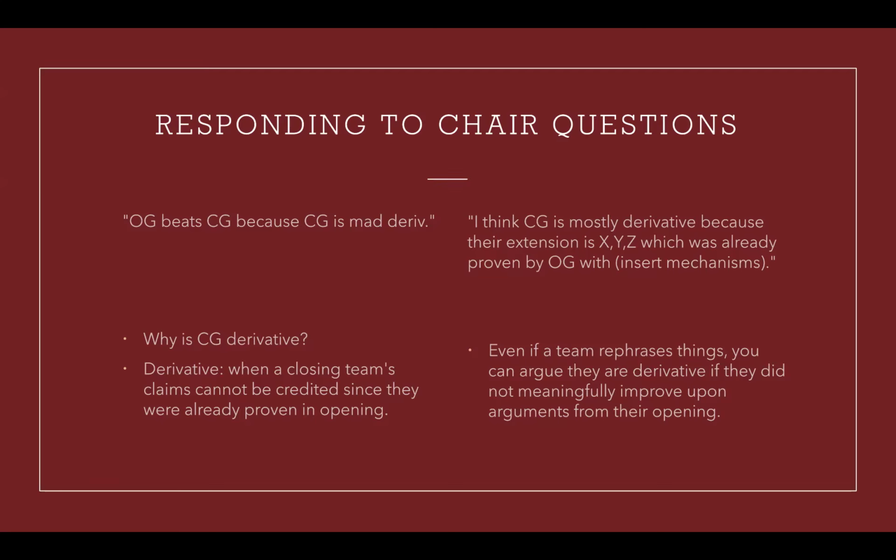Why is this true? So maybe you could phrase it as I think CG is mostly derivative because their extension is X, Y, and Z, which was already proven by OG with, and you can talk about the mechanisms. You're sort of proving to the other judges why it is that you think CG's case is fundamentally the same as OG's. You can't just say it is derivative, you have to explain why. So again, this is a little bit of a judgment call. It does take some time, even if usually teams don't say the same things verbatim, but it's up to you to decide if the substance of a closing case is kind of the same as the opening's.